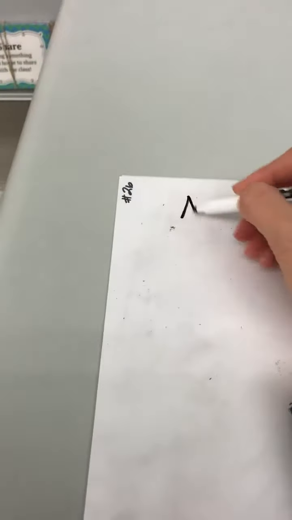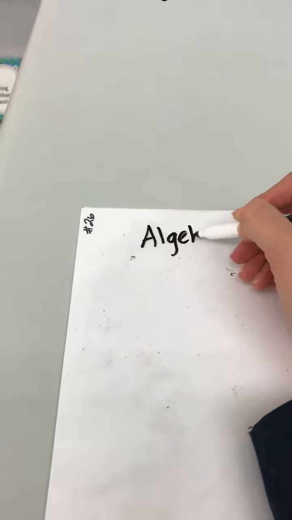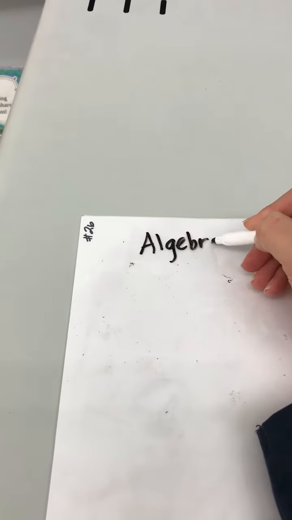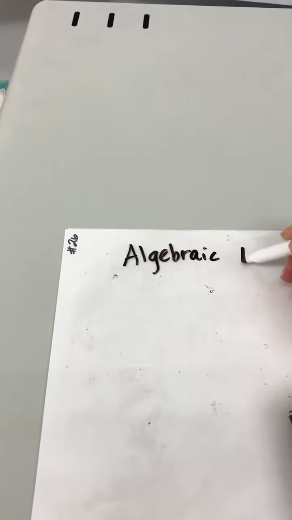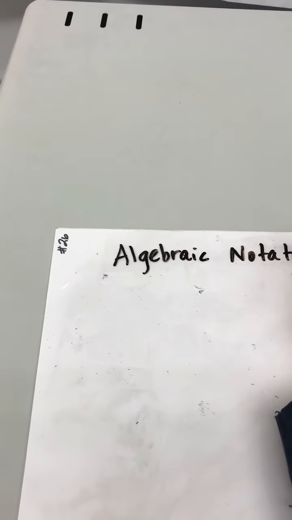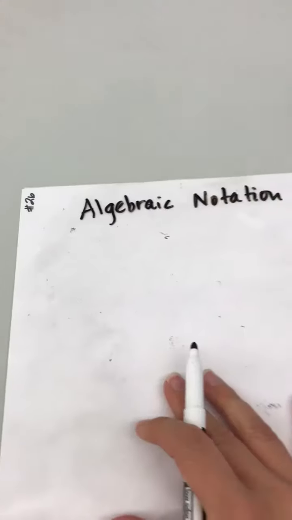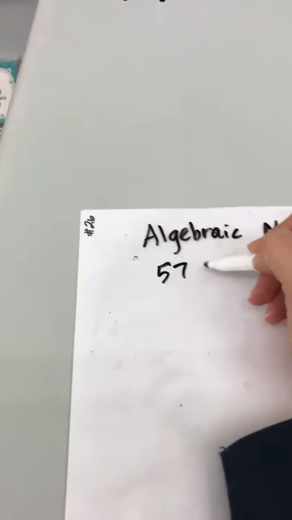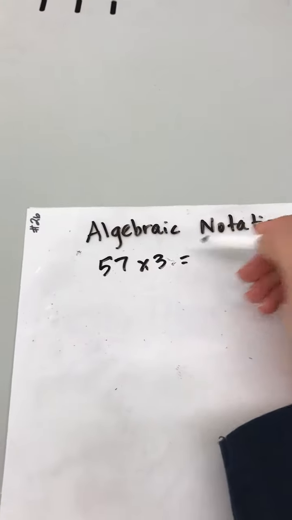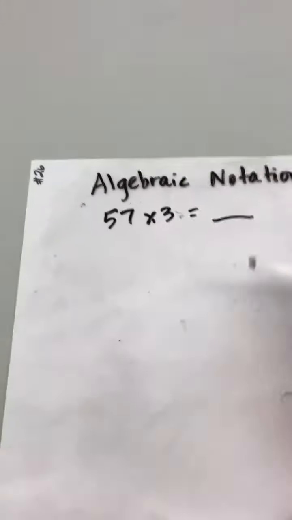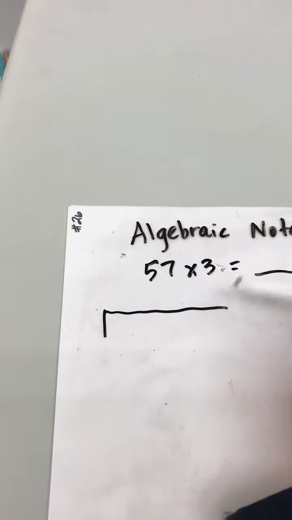All right, so I'm going to go ahead and start with my whiteboard. At the top of my board, I'm going to go ahead and show algebraic notation. This is the 3rd method out of 4. And again, I'm showing the problem 57 times 3. All right, so just like the last one, I'm going to go ahead and start with an area model.